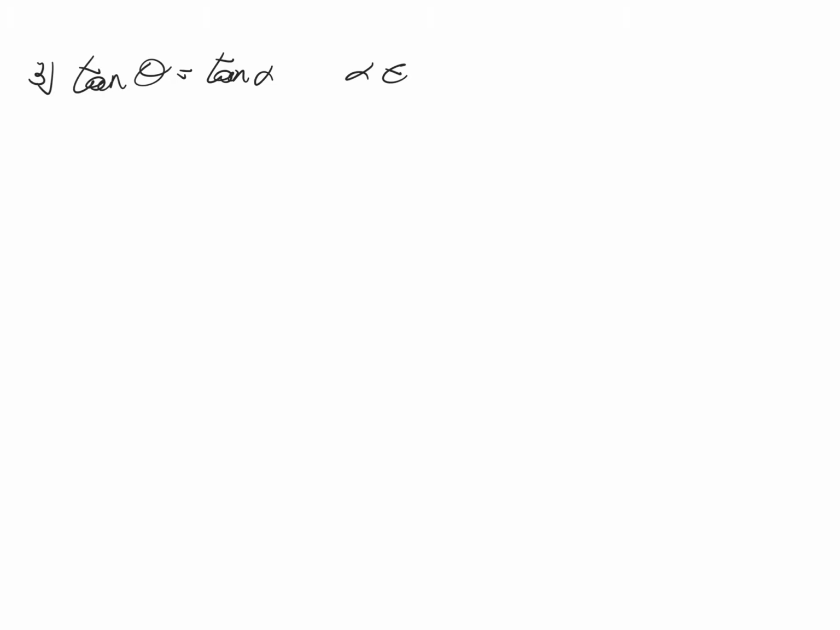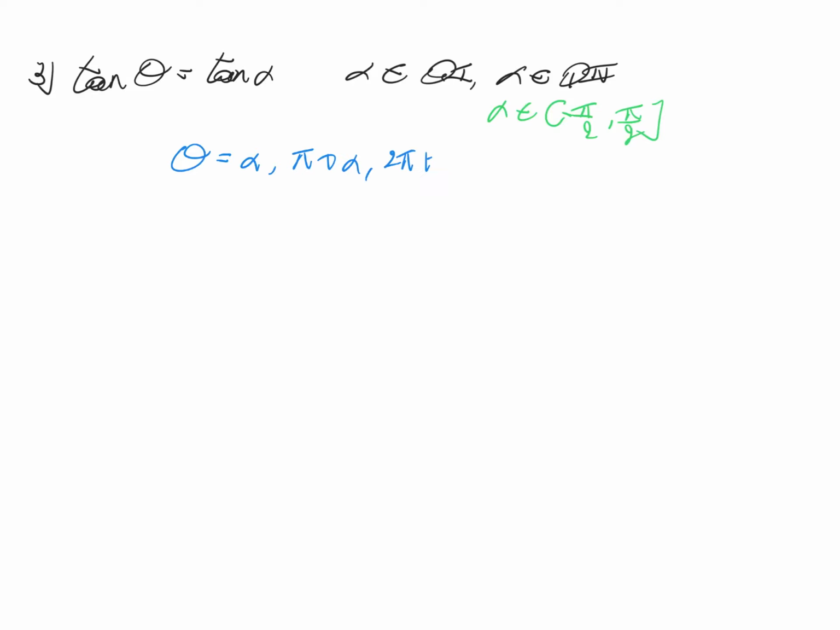The third type of formula is then, trivially, tangent theta equal to tangent alpha. Here again we will take alpha in the first or in the fourth quadrant. So alpha is between minus pi over 2 and pi over 2. And the solution then becomes theta equal to alpha, pi plus alpha, 2 pi plus alpha, and so on. Hence, the general solution: theta is equal to alpha plus k pi.